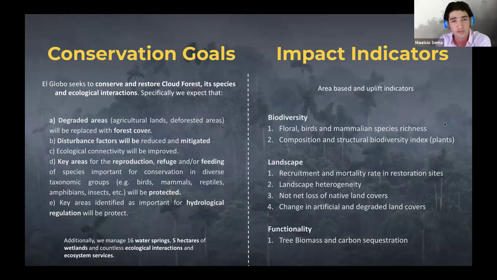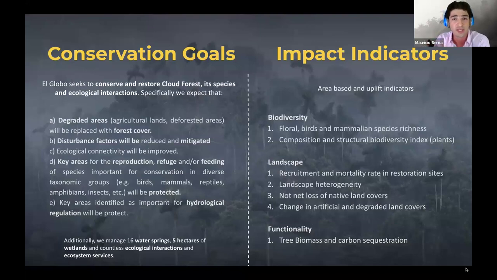This is very important, as Mariana was saying, because this can improve biodiversity. The fourth one is that key areas for the reproduction, refuge, and feeding of species will be protected. And the last one is that key areas identified as important for hydrological regulation will be protected. There's a big wetland in El Globo, and there are 16 water springs that give countless ecological interactions and ecosystem services, and that's what we want to protect in El Globo.